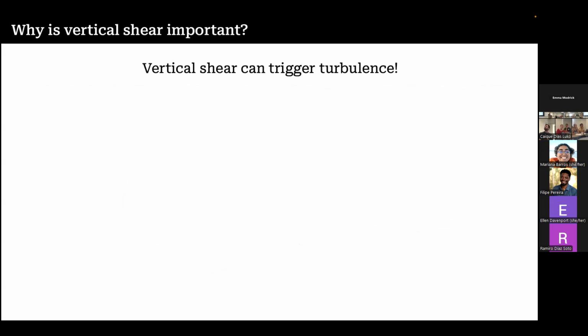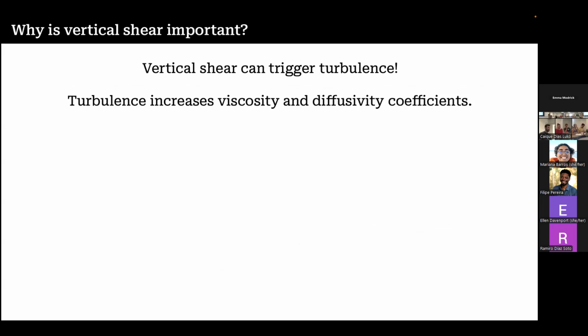The second one is because vertical shear can trigger turbulence itself. And by triggering turbulence, we're going to shift from those molecular diffusivities that Justin was talking about to turbulent or eddy diffusivities, which are way stronger, way more effective for mixing. And we're going to end up with the vertical diffusion terms in the equations being more important.